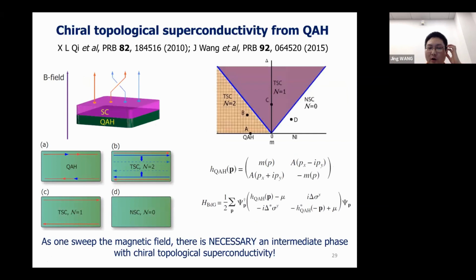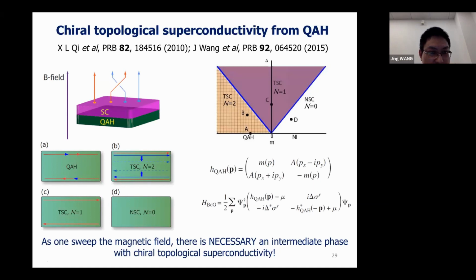And finally, I would like to talk about a proposal we made several years ago, that we may get chiral topological superconductivity from quantum Landau plateau transitions. You can think of this as a quantum anomalous Hall insulator with a superconductor. If you have a quantum anomalous Hall insulator with a single chiral edge mode, you can think of this chiral edge mode as a complex fermion. You can think of this complex fermion as two chiral Majorana fermions, because Majorana just means the real fermion, right? So in the quantum anomalous Hall case, these two real chiral Majorana fermions are degenerate because of this U1 symmetry, right?